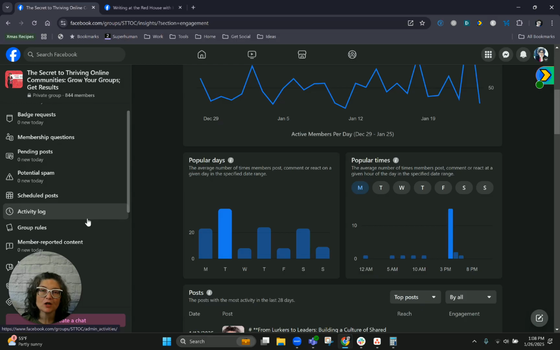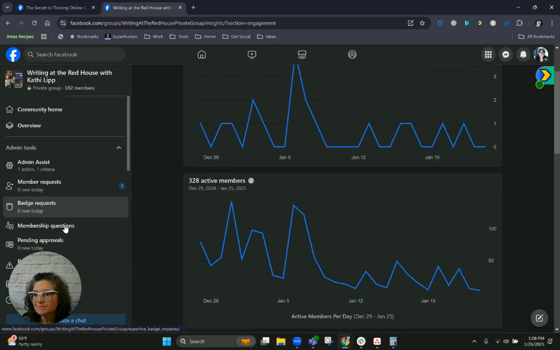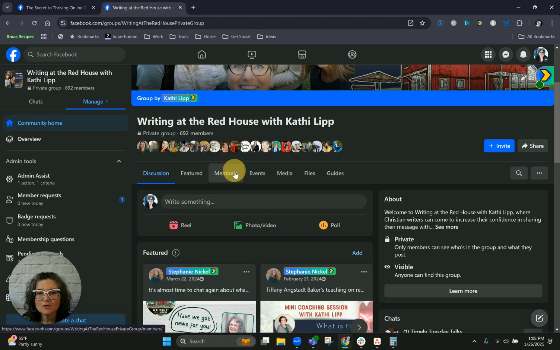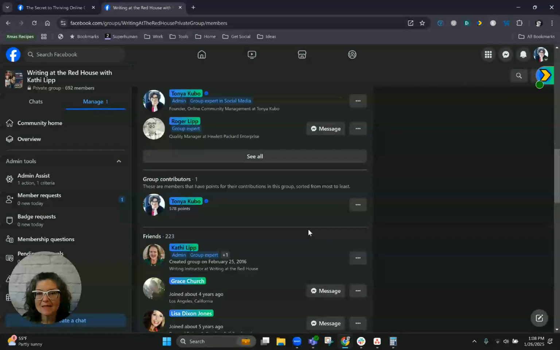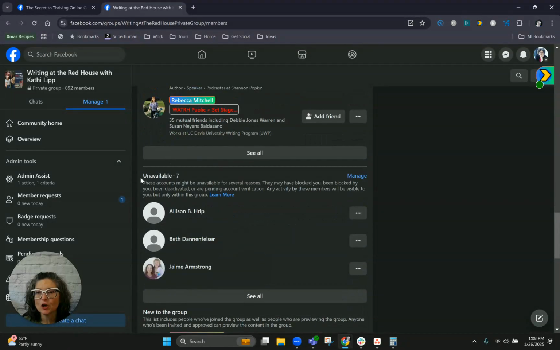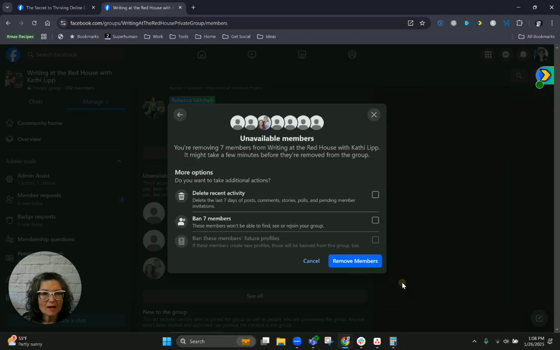So I strongly encourage you every month, set a calendar reminder and go in and look in that section. And remember, it's going to be here. I think it's right under members who have things in common with you, right? So you're going to go right below that and you're going to look for unavailable. And then all you have to do to manage that is you go manage, you select them all and hit next, and then you're just going to remove them.